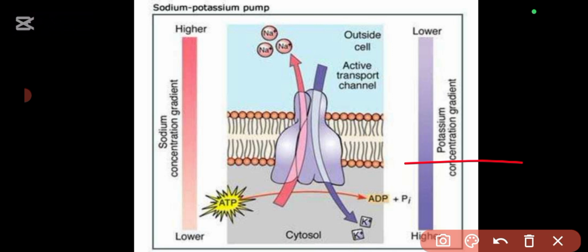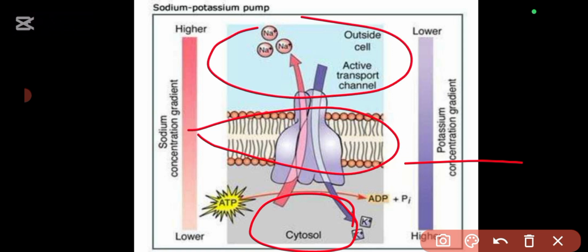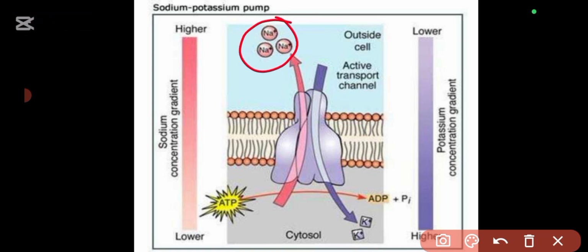So as we can see, here's the cytosol and here is the cell membrane, and there is the outside of the cell. So by active transport, what happens? We're going to see that this is actually the sodium potassium pump, and it is a major example in active transport. We're going to see that 3 molecules of sodium will be exchanged for 2 molecules of potassium, using energy.